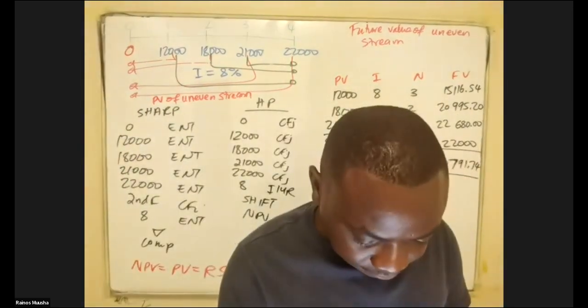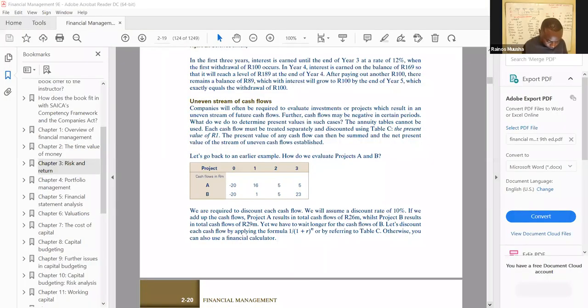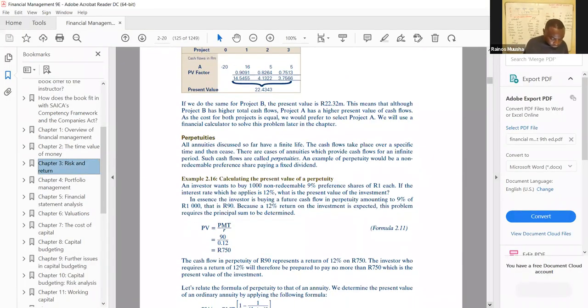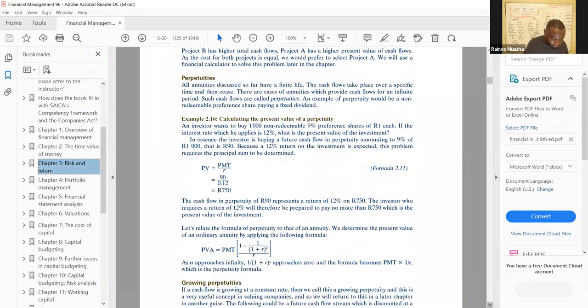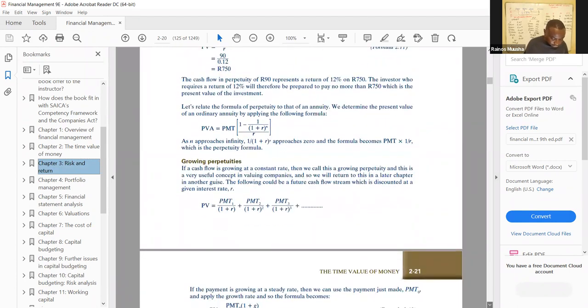Moving on. They also discussed perpetuities, finding the present value of a perpetuity. We have already discussed that.